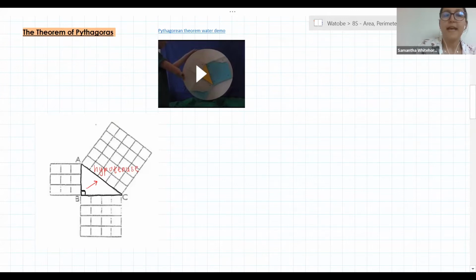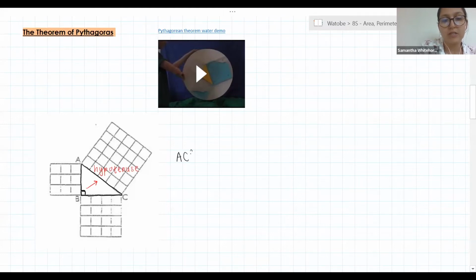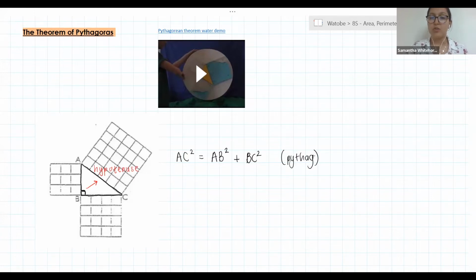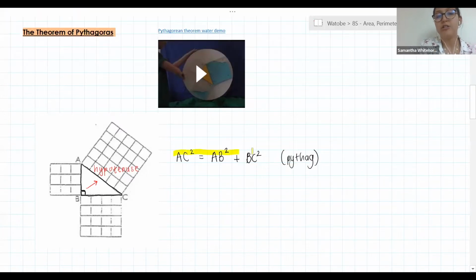If we want to work out its length, we would take the hypotenuse, which is AC squared, and make it equal to the sum of the squares of the two other sides. The other two sides are AB, which we would square, plus the third side, BC, which we would square. And this is the theorem of Pythagoras. If we take the square of the length of the hypotenuse, we get the sum of the squares of the two other sides. This is the theorem we need to apply to find lengths in right-angled triangles.